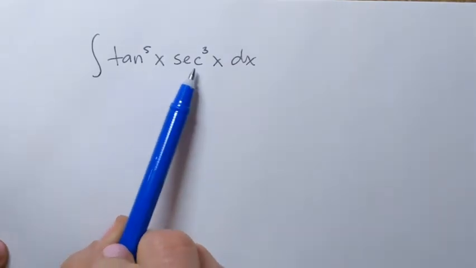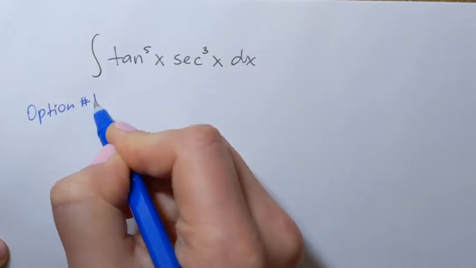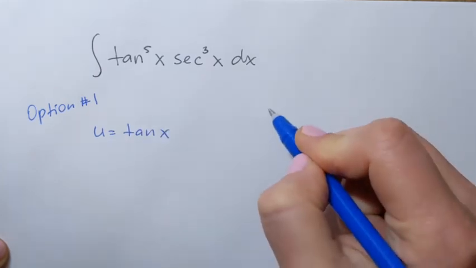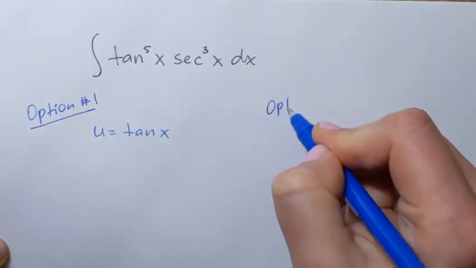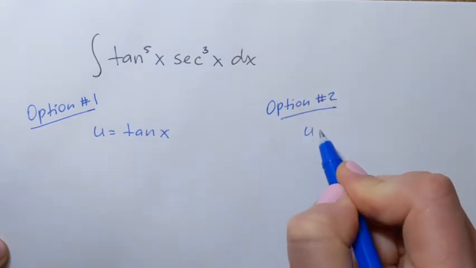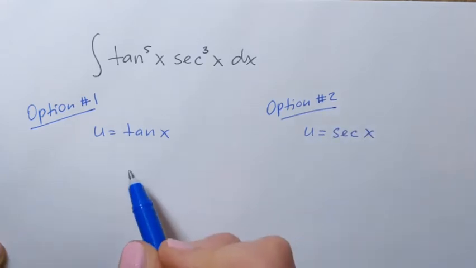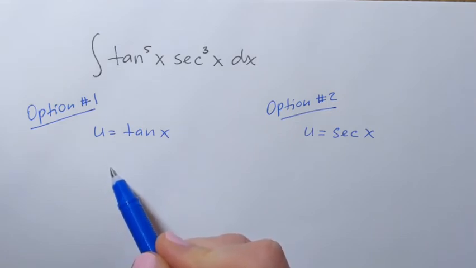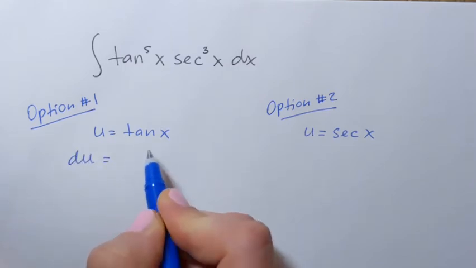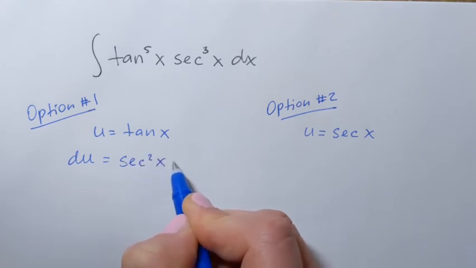So here, since I have tangent and secant, I'll try option 1, letting u be equal to tangent of x, and then option 2, I will see what happens if I let u be equal to secant of x. Okay, so let's start with option number 1. If u is tangent of x, then what is du? Well, the derivative of tangent is secant squared of x dx.